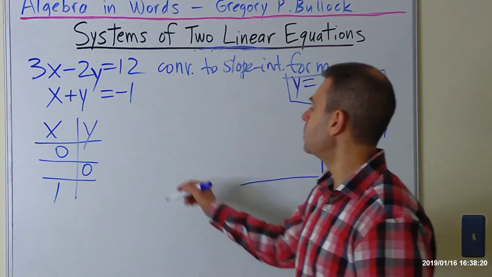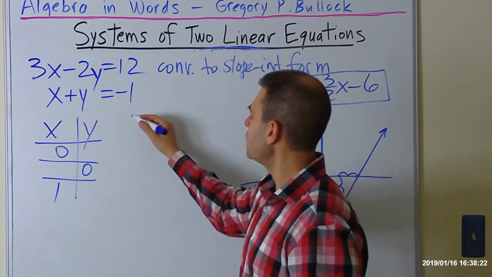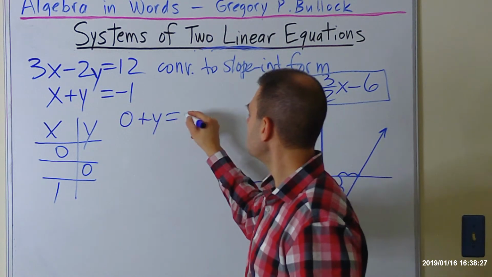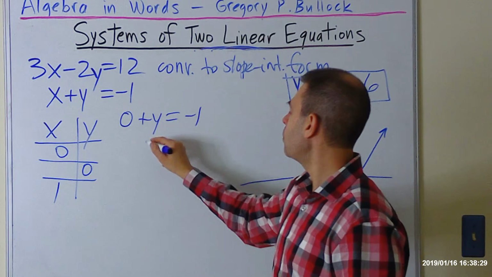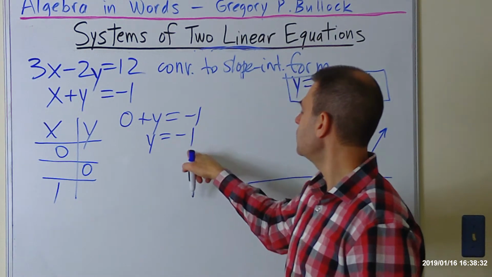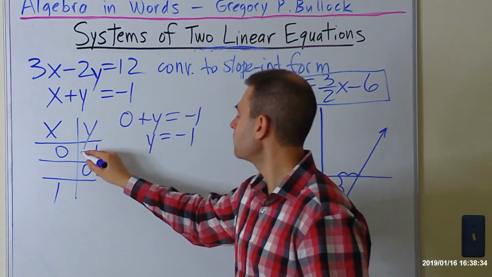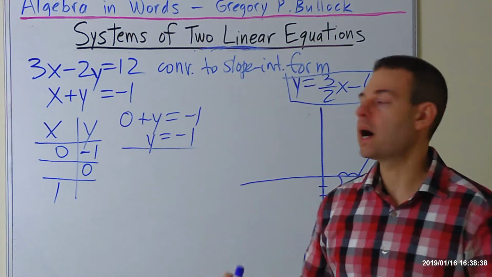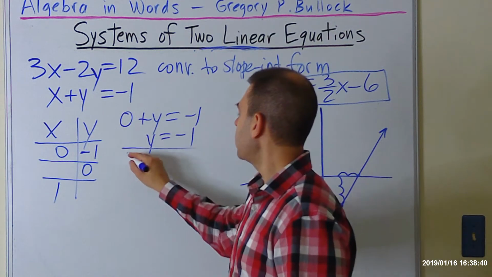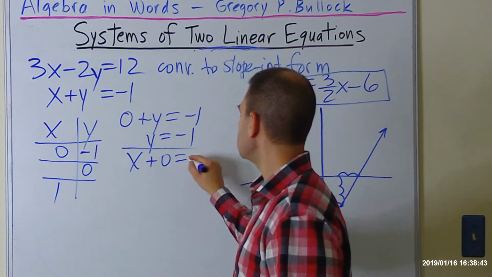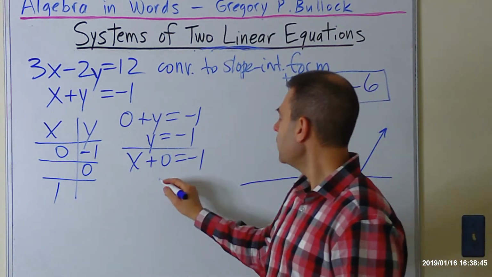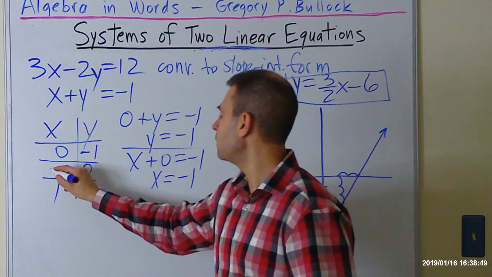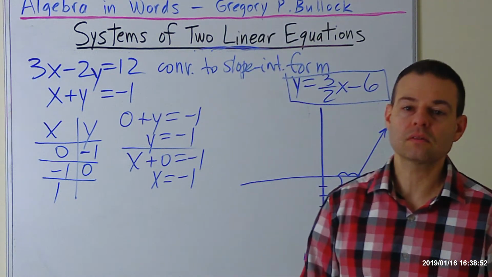So to do that, I'm going to first, with this equation, put 0 in for x. This cancels out. We get y equals -1. Let's put -1 in here. And now let's do it again, but this time put in 0 for y. x plus 0 equals -1. And this cancels out, so we get x equals -1. Let's put -1 in for x.